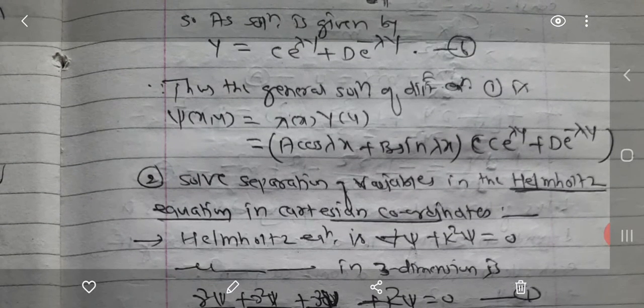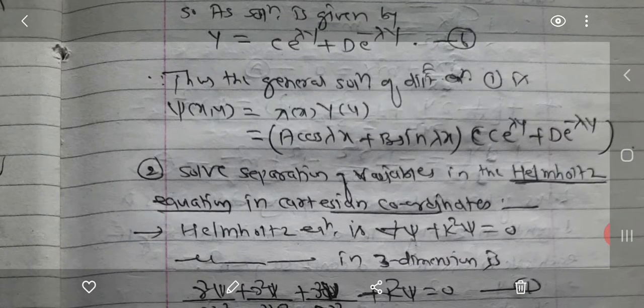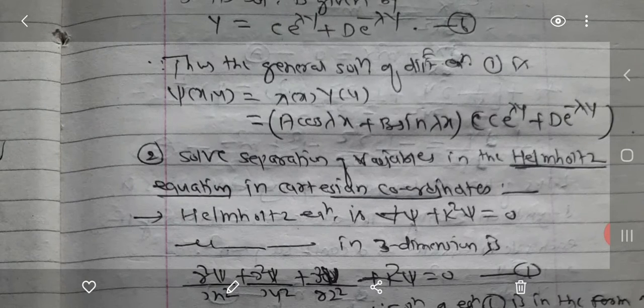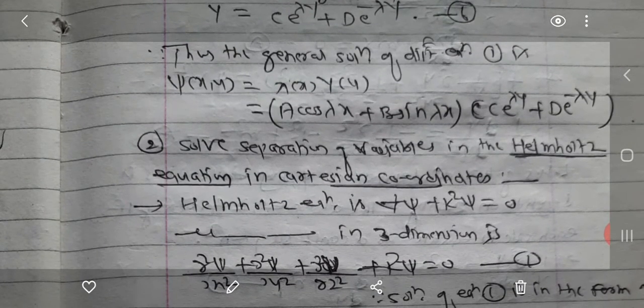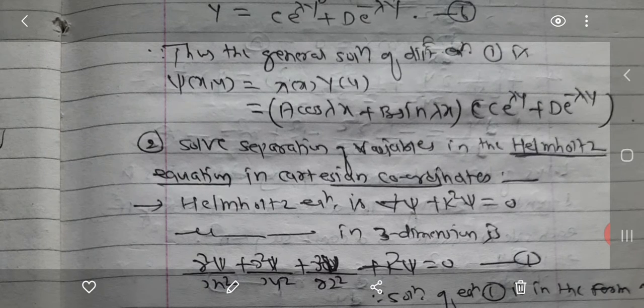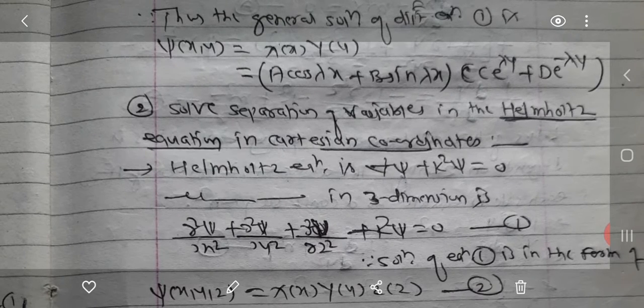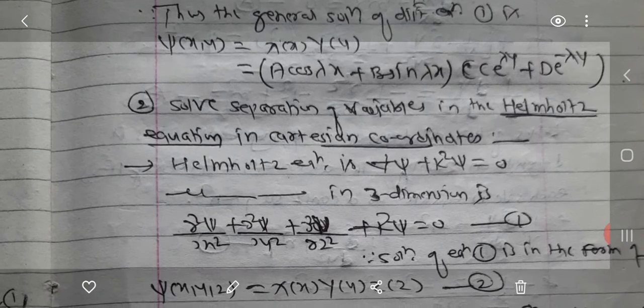And thus the general solution of differential equation 1 is given by psi of x, y is equal to X of x times Y of y. Here X of x is the solution obtained in equation A, and Y of y is the solution obtained in equation B. Therefore psi of x, y is equal to a cos lambda x plus b sin lambda x, into another bracket, c e raised to lambda y plus d e raised to minus lambda y. These are the separation of variables solutions of the two-dimensional Laplace equation.